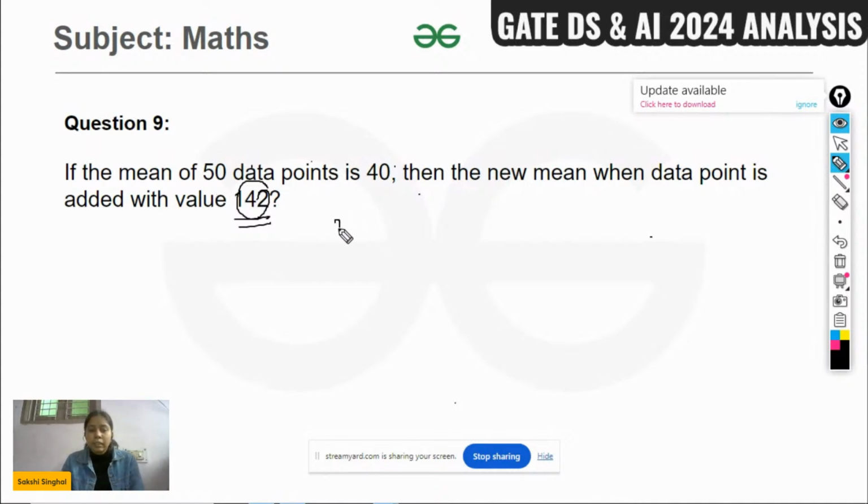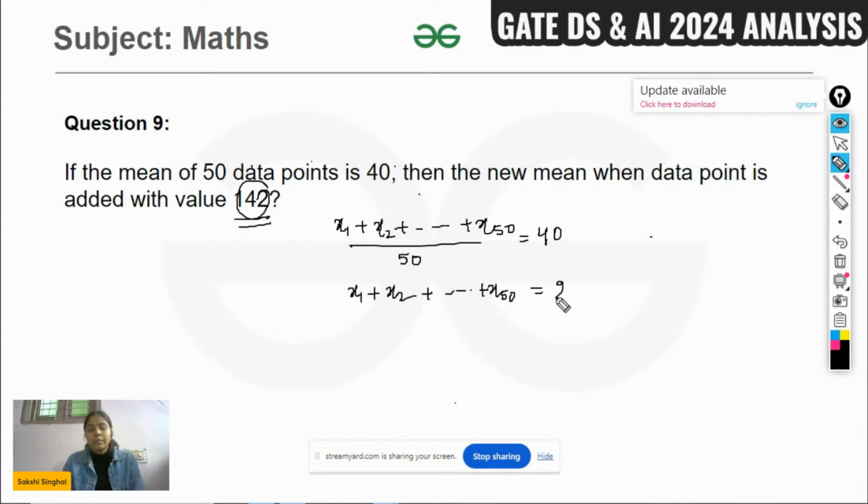So what does it mean? If I take an average of 50 terms, x1 plus x2 up to x50 divided by 50, it would give me 40, right? So I can find out the sum of the 50 values, x1 plus x2 up to x50. That means the sum of all those 50 values is 2000, right? Now they asked me to add one more point, that is 142. Let's consider this point as x51. That means now I want to take the sum of 51 numbers, so x1 plus x2 up to x51.